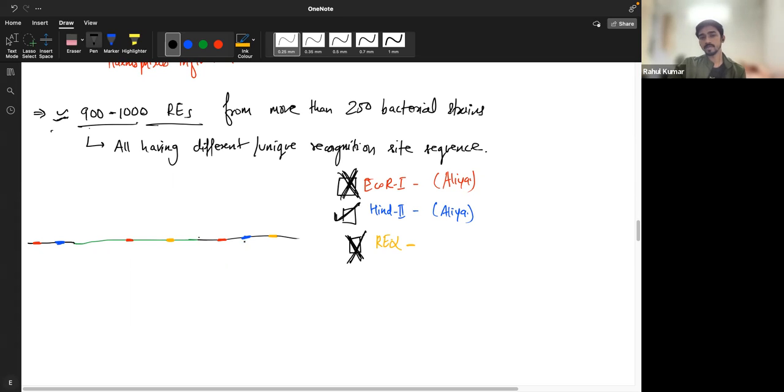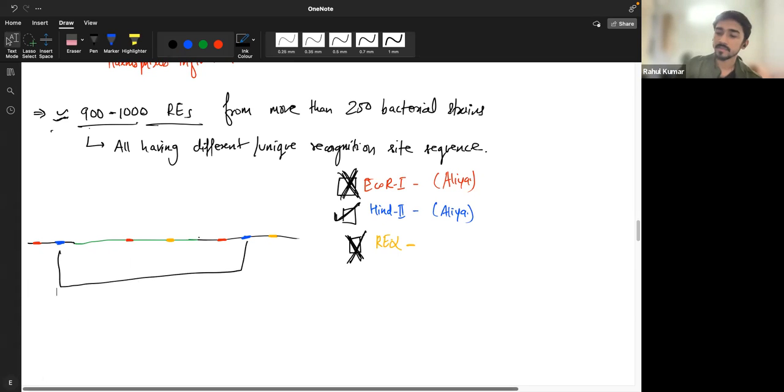So mostly we will use the REs which can give us a clean segment containing our gene of interest. So write down: we select those restriction enzymes for gene cloning which give us a single clean DNA fragment containing our gene of interest.